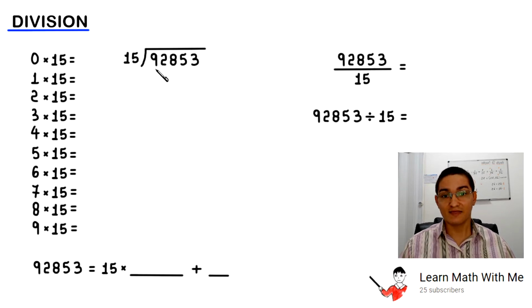Today we have 92,853 and we want to divide it into 15 equal parts. So let's write down the multiplication table of 15, because that will help us, okay?